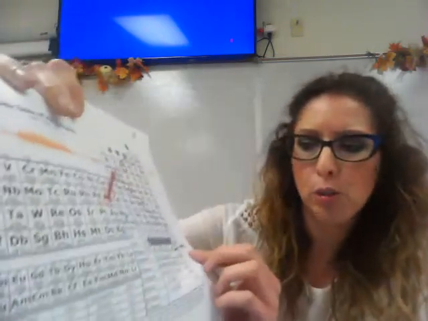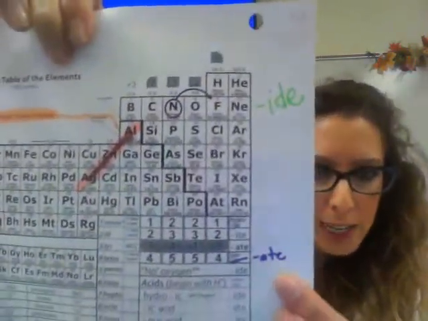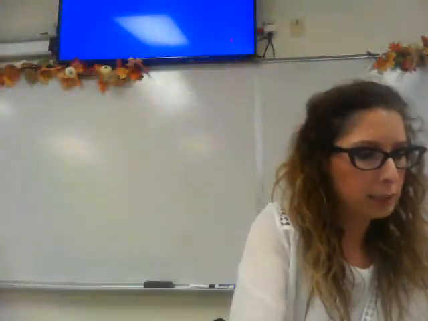Now there's a little typo on here, so what you're going to want to do is cross out the -ite and make it an -ate. So the 4-5-5-4 row should be per-ate. Okay? So let me explain a little bit here.